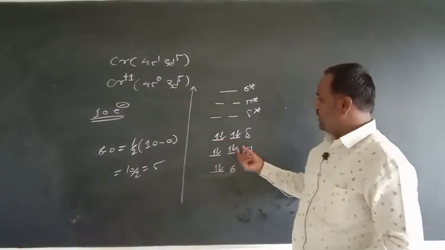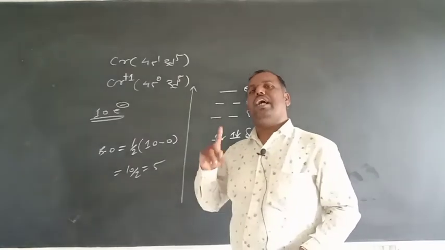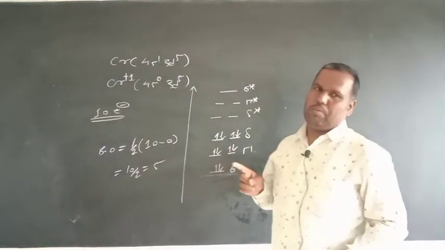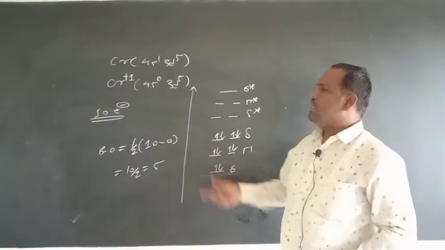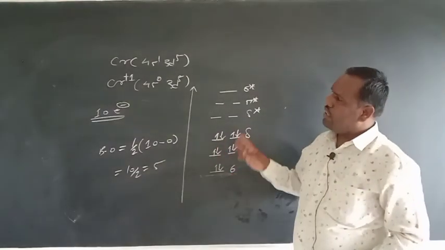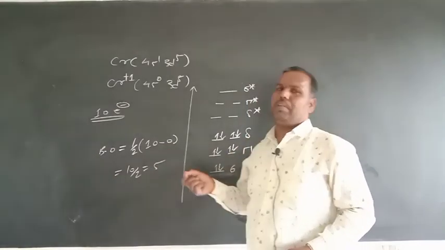In this case 2 delta bonds are formed by the overlapping of dxy and dx square minus y square orbitals. Both these orbitals are available to form delta bonds. So this is all about metal-metal bond formation in transition metal bonded systems.